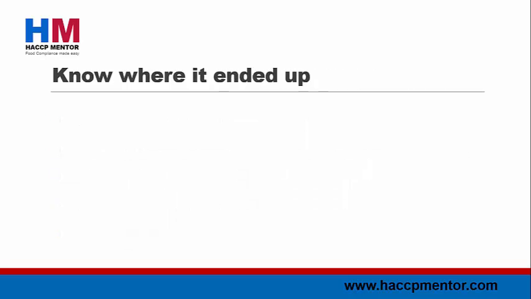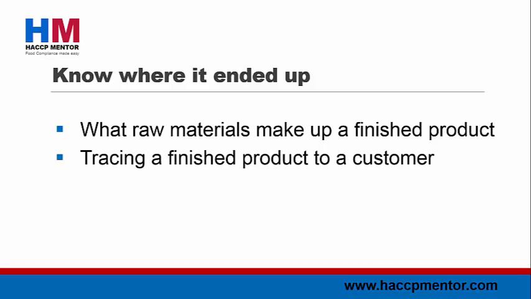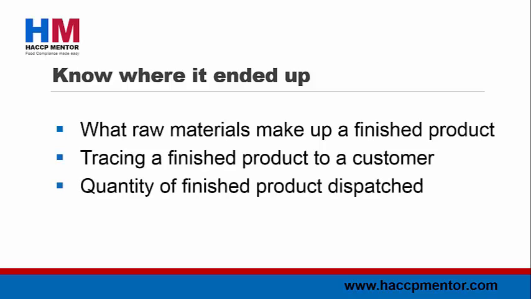The final phase is knowing where those raw materials ended up. So what raw materials went in to make the final product, and the ability to trace the finished product through to the customer. For the purpose of mass balance, any quantities related to dispatch, finished product, waste, returns or quarantine products will need to be clearly recorded.